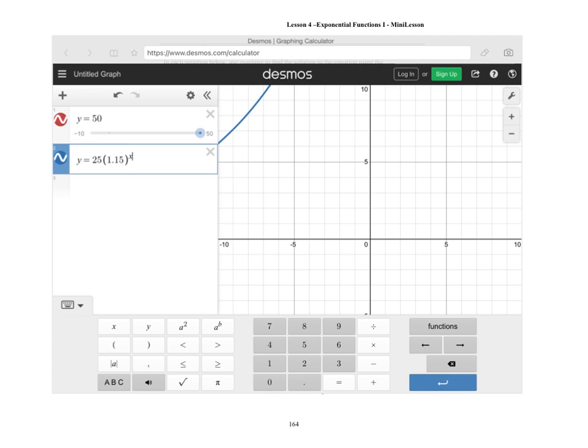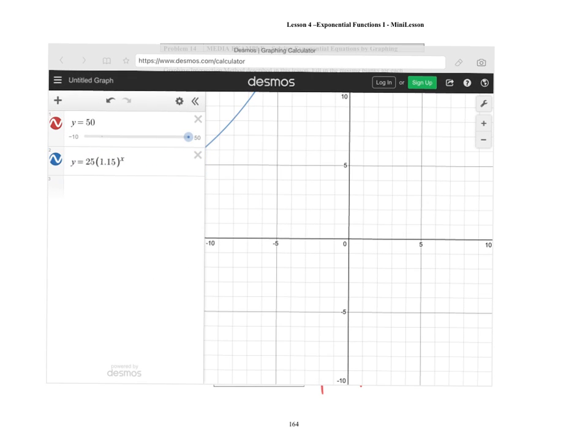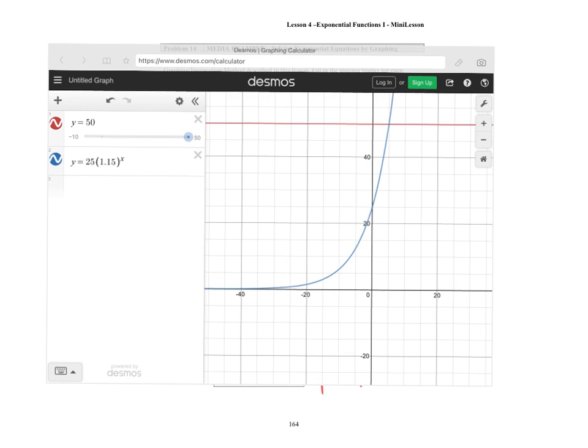Raised to the x. By the way, to make the exponent, you press this button, A to the B, in case you're confused about how to do that. So here's my graph, now that I've done that. And I'm going to need to reactivate Desmos so I can do it. Zoom out until I can see both lines.